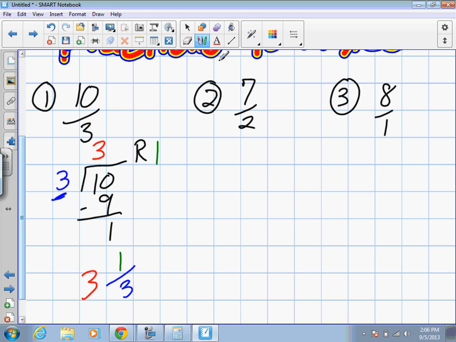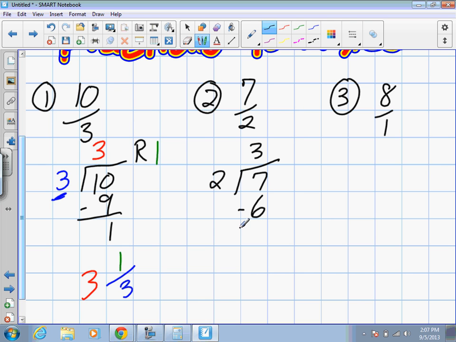So same idea with the next question. If I'm going to set this up, what number goes underneath? 7, that's right. So we divide by 2. Great. How many times does 2 go into 7? 3, that's right. That's all right, you're just thinking of the other number. What do we subtract by? What are we going to subtract by then? That's right. Will give us a remainder of?